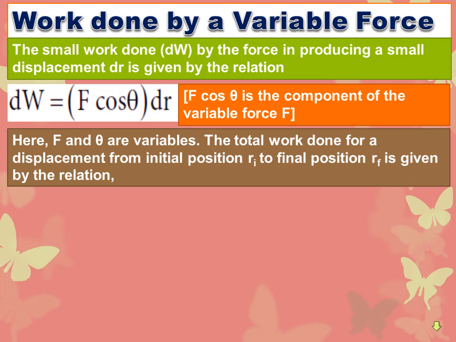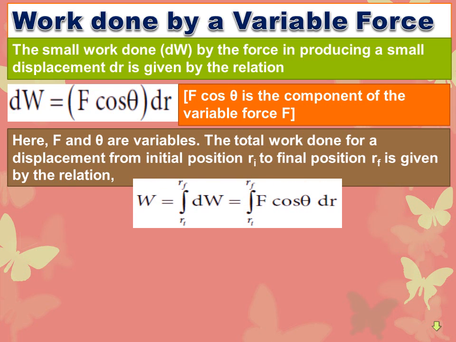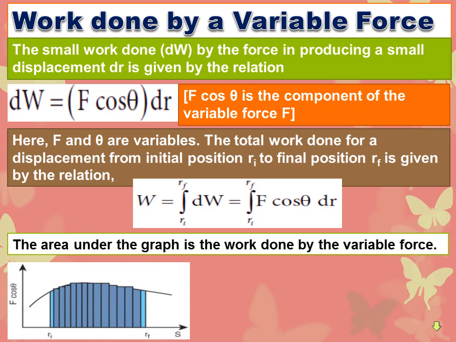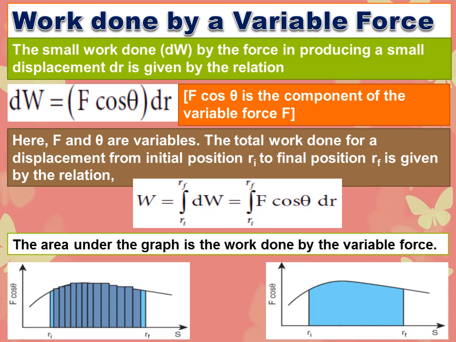The total work done for a displacement from the initial position Ri to final position Rf is given by the relation W is equal to the integral from Ri to Rf of dW, which is equal to the integral from Ri to Rf of F cos theta into dr. The area under the graph is the work done by the variable force. According to the variable force, the vertical axis has some ups and downs, which is the component of the variable force. The displacement is slightly changed. Now you can have this as another graph for your reference.